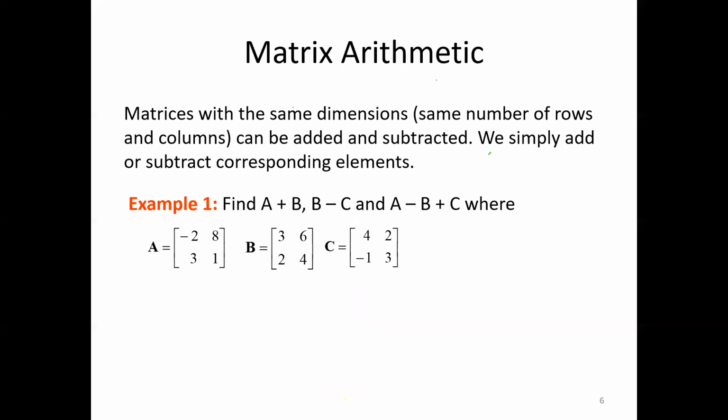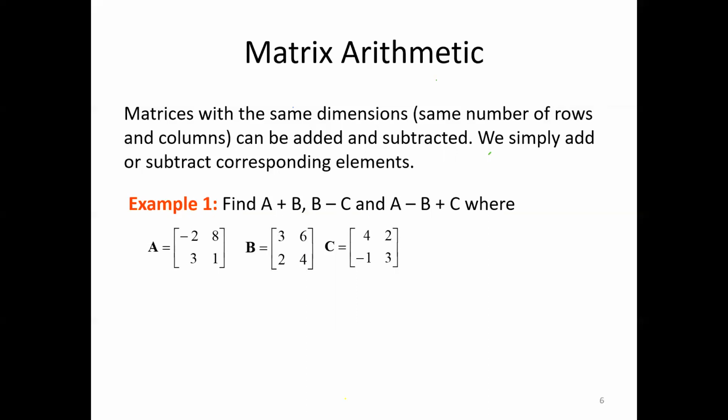Right. Matrix arithmetic. These examples will show how to add and subtract matrices, and on the next slide, multiplying a matrix by a scalar, which means a number. Matrices with the same dimensions, which means the same number of rows and columns, can be added and subtracted. So basically, one of the conditions to add and subtract matrices is that they should have the same number of rows and columns.